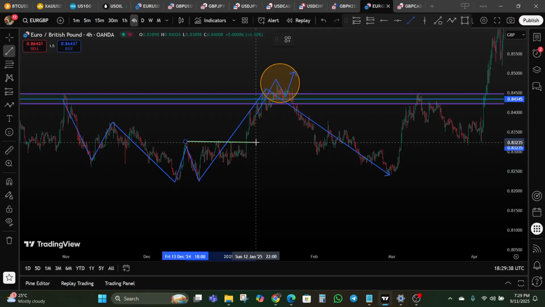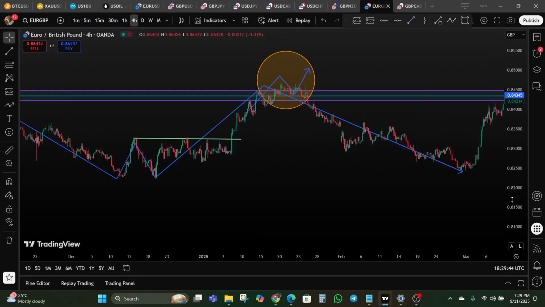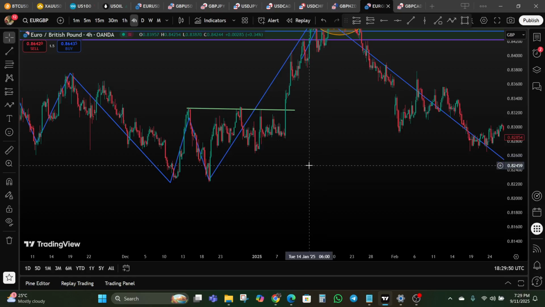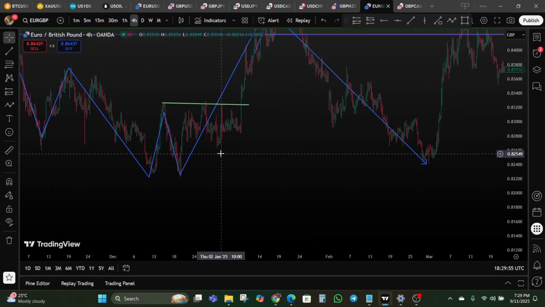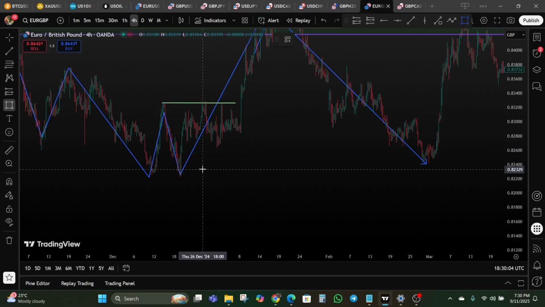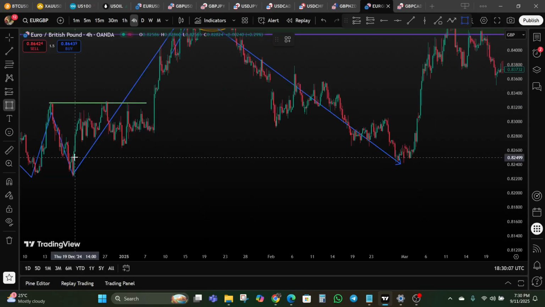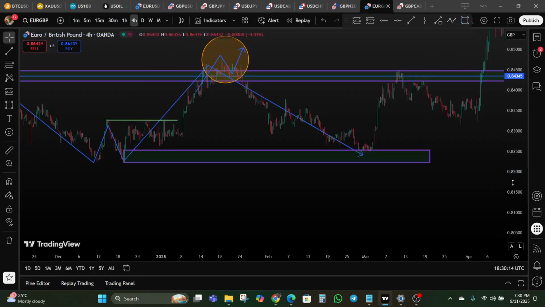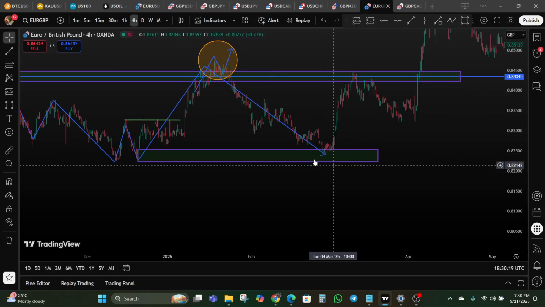This high was broken. Okay, so where is the last... okay, we had a slight change of character here initially, so let's just mark out this bearish candle. All right, so you can see that price came and tapped into this order block.